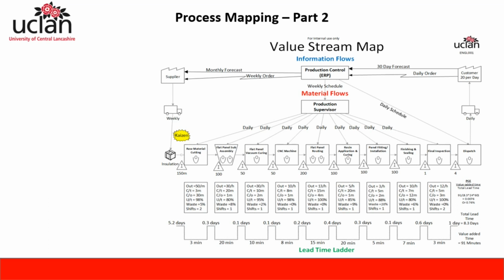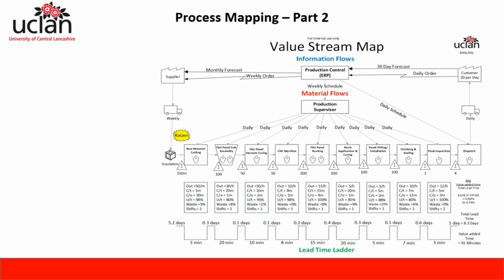This manufacturing process of assembling insulated panels for refrigerated vans has 10 key processes. These processes are described in sequence with a human symbol used to show how many people are used for the process. In addition to this, there's also an inventory triangle which shows the amount of parts either completed or waiting to be processed at any one time. Below the process, you can see the additional information we talked about on the previous slide, and finally the lead time ladder at the bottom of the diagram.